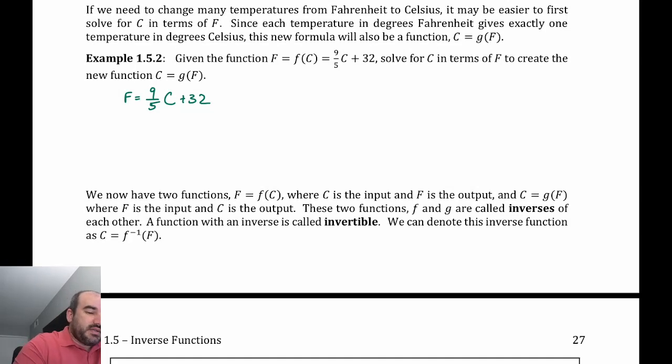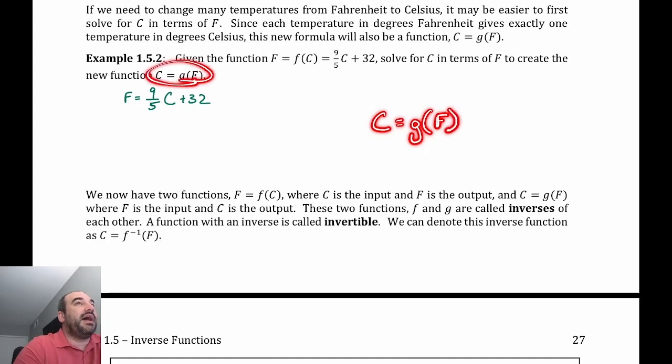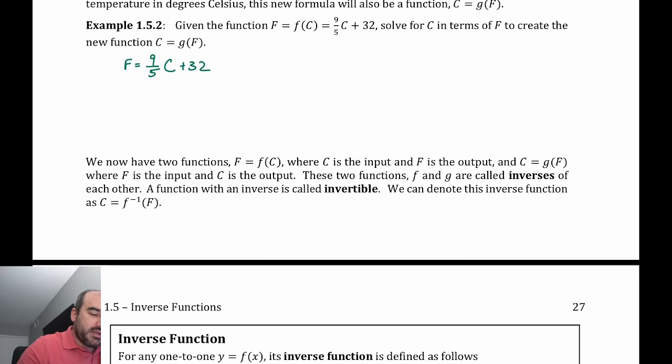And instead of having a function F, a function of C, we want to have C by itself and then have some stuff that has to do with F on the other side, right? We want to have C be a function of F. That's what it's asking for here. So we need to isolate the C in this situation to invert this so that it's C in terms of F. How we're going to do that is essentially what we did on the last problem.